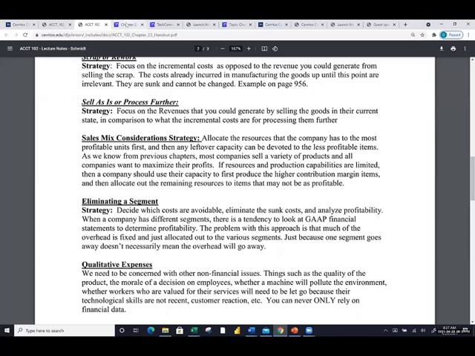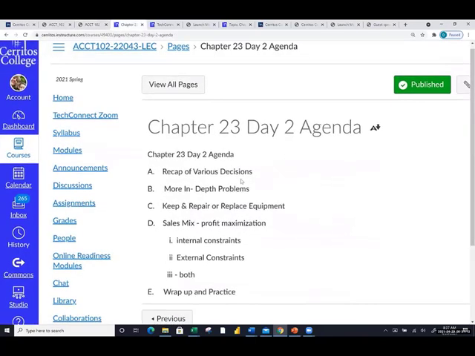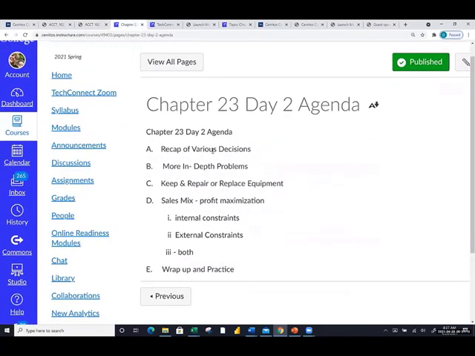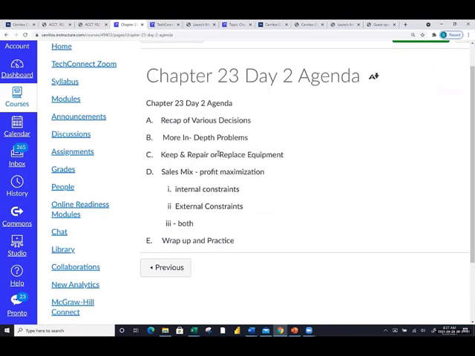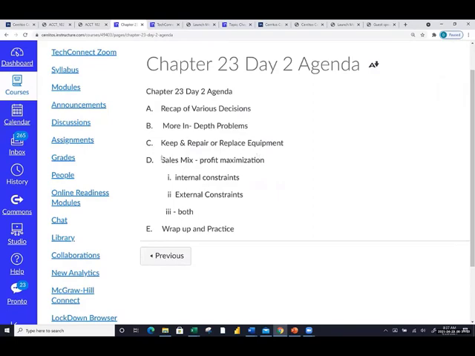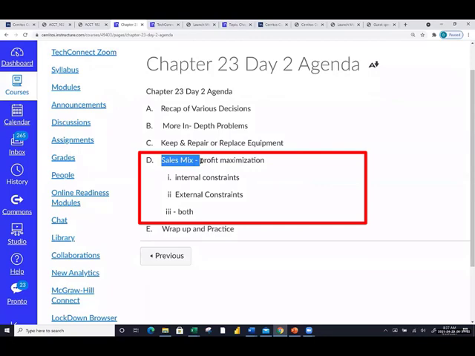Okay, then here is our agenda. We've already recapped the various decisions. Today we're going to work on some more in-depth problems. There is a little section about keeping and repairing or replacing equipment. I don't think any of our exercises deal with that today. Our main focus is going to be on sales mix. And here's what that means.